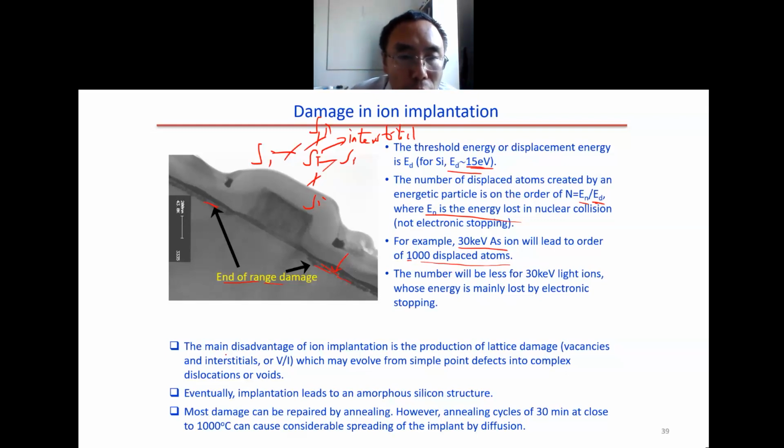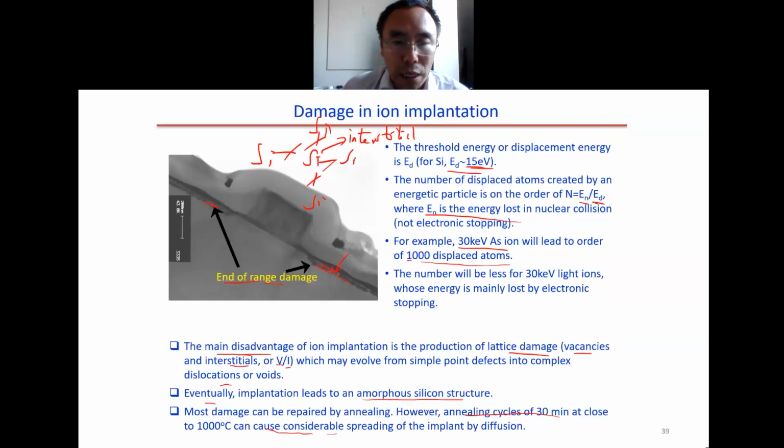As we saw before, the main disadvantage of ion implantation compared to diffusion doping is the production of lattice damage. There can be vacancies and interstitials, which may evolve from simple point defects into complex dislocations and voids. Eventually, implantation will lead to an amorphous silicon structure, making the silicon amorphous. Most damage can be repaired by a high temperature annealing process. But this annealing cycle of 30 minutes at a high temperature can cause considerable spreading of the implant by diffusion.